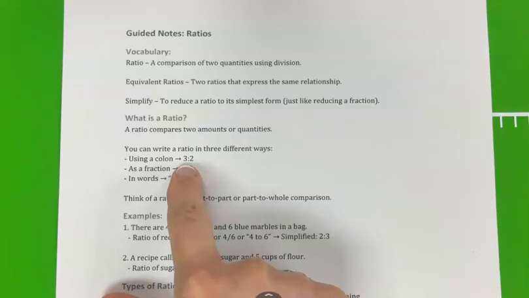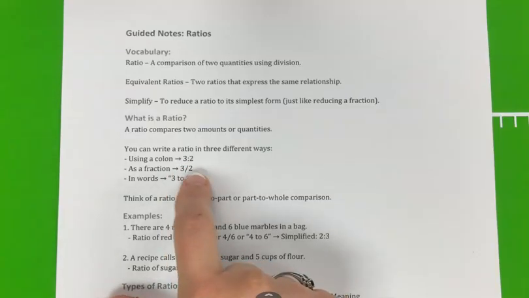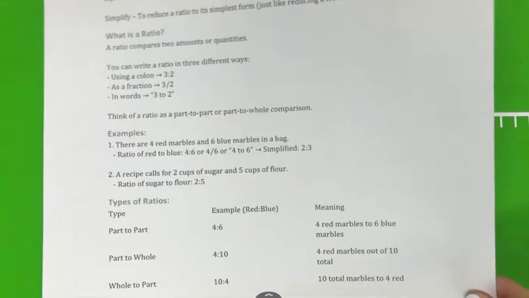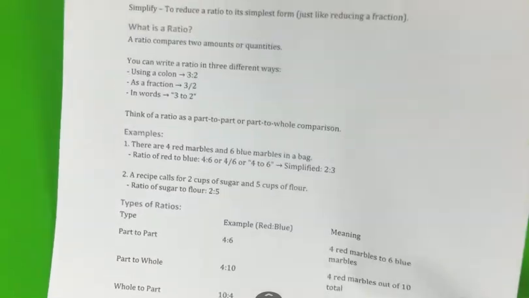You can see it with a colon. 3 to 2 is how you would read that, or again as a fraction. And so again, we just read that as 3 to 2. So here are some examples.